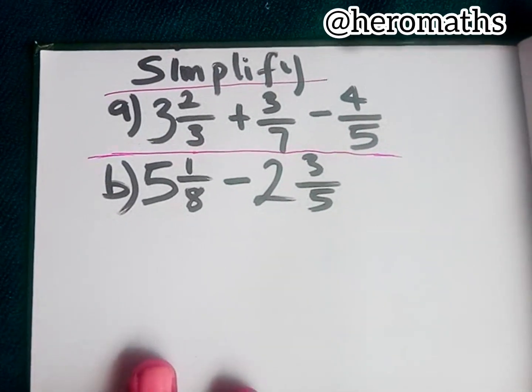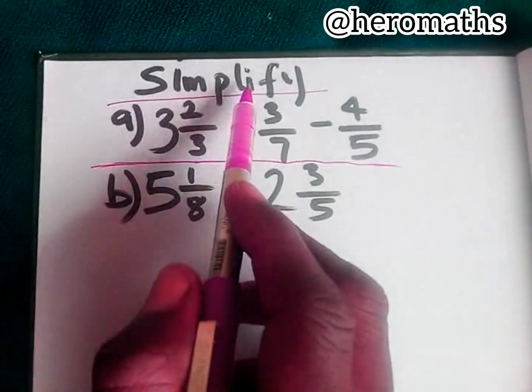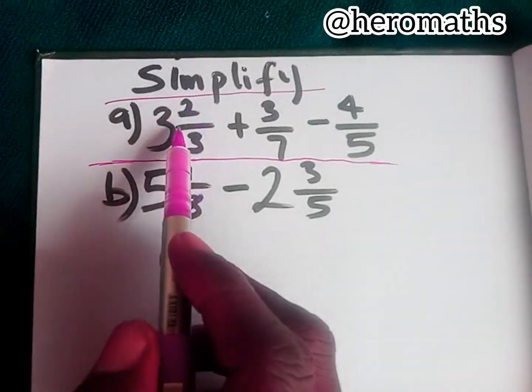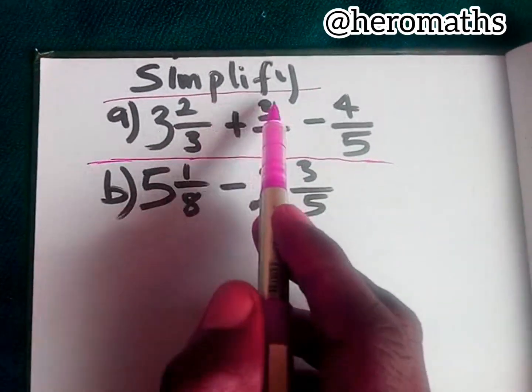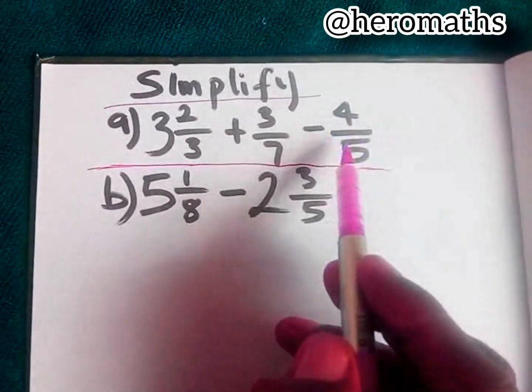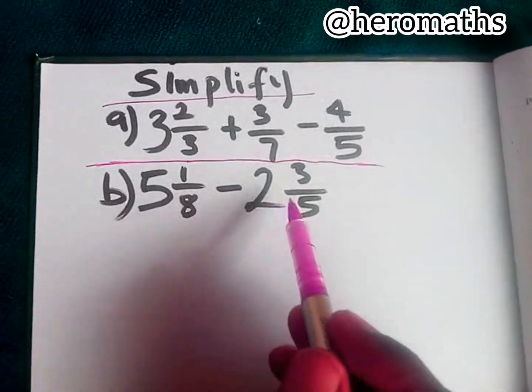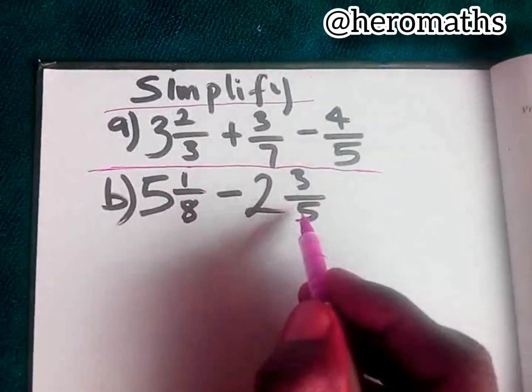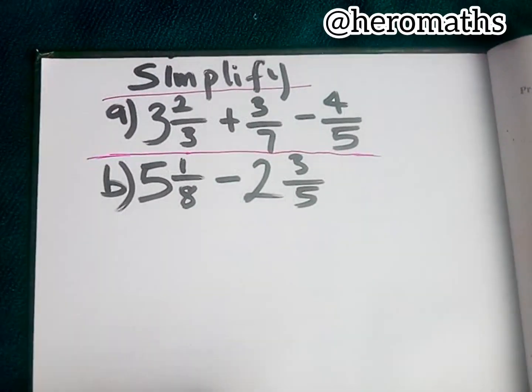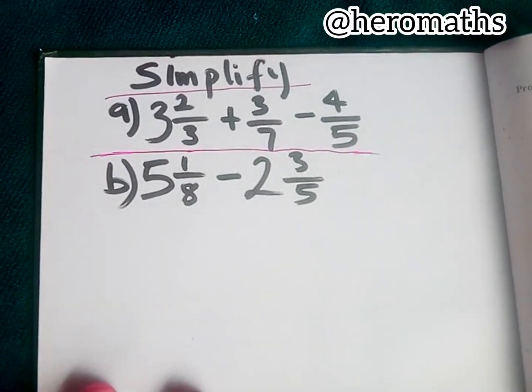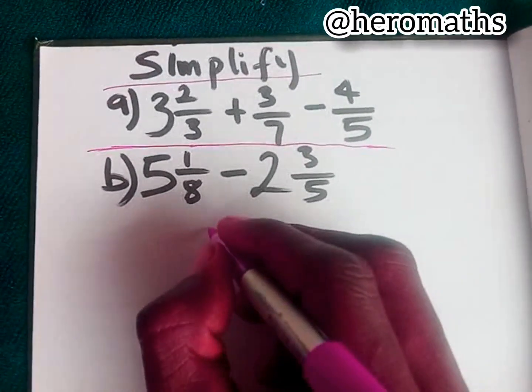In this video we'll be solving a question which is: simplify (A) 3 whole number 2 over 3 plus 3 divided by 7 minus 4 divided by 5, and (B) 5 whole number 1 over 8 minus 2 whole number 3 over 5. That is addition and subtraction of fractions. Now let us get down to work.